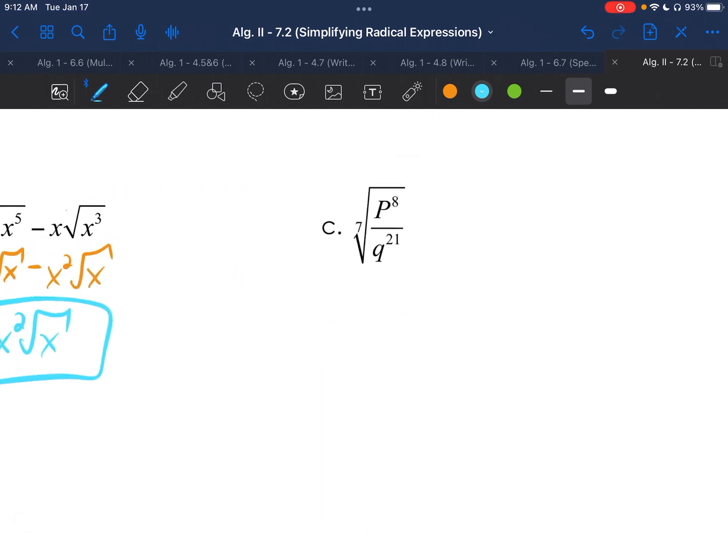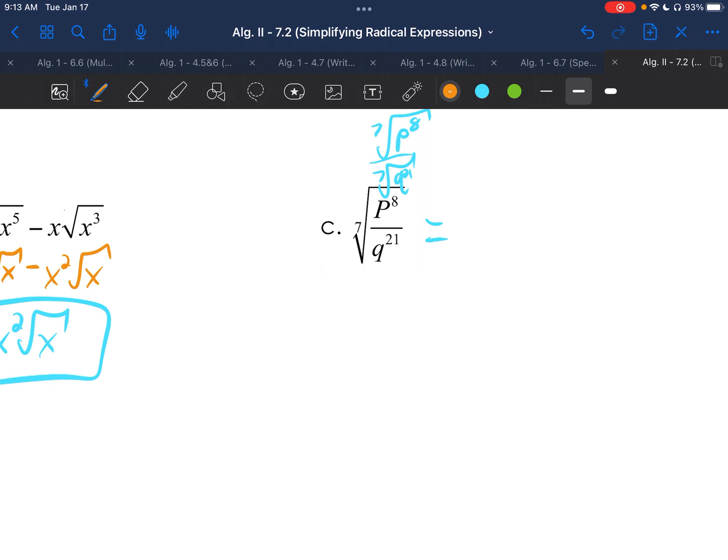Letter C. I'd encourage you to take this on the same way we did letter A, where there's no numbers, no adding, subtracting, just division in this case. So one at a time, whether you write them out separately or not, p to the 8th and the 7th root of it. And remember, you also could, by the way, write it as the 7th root of p to the 8th and the 7th root of q to the 21st.